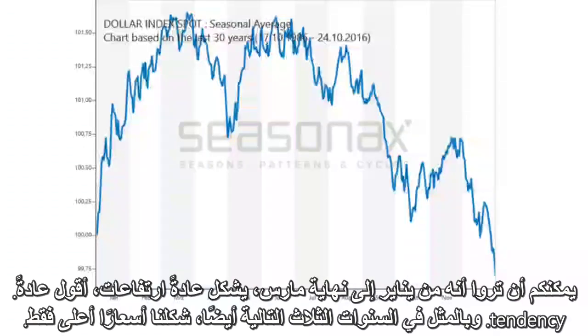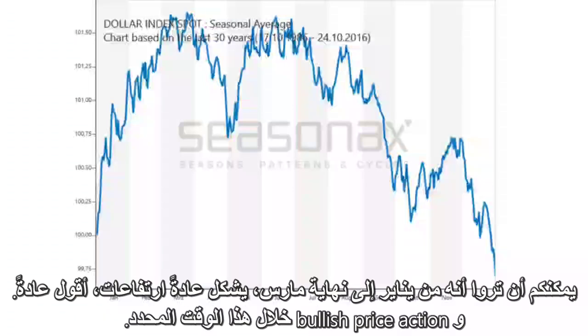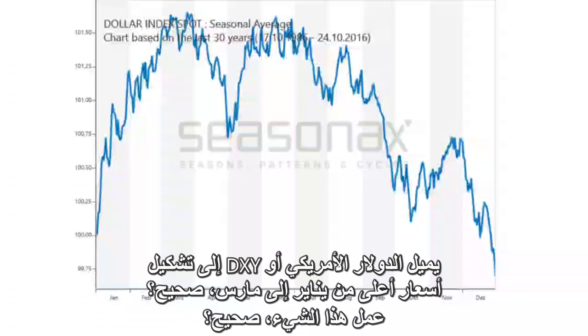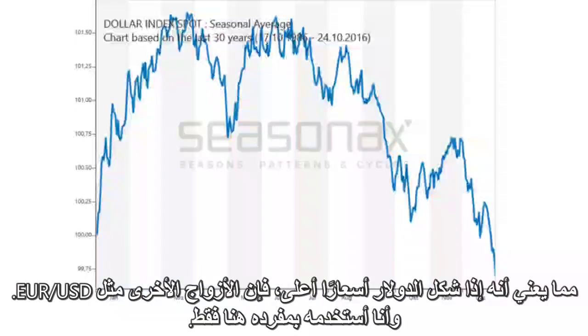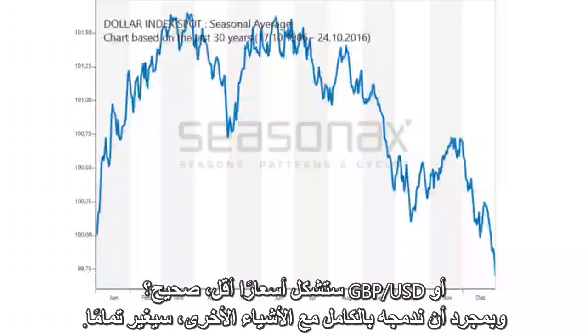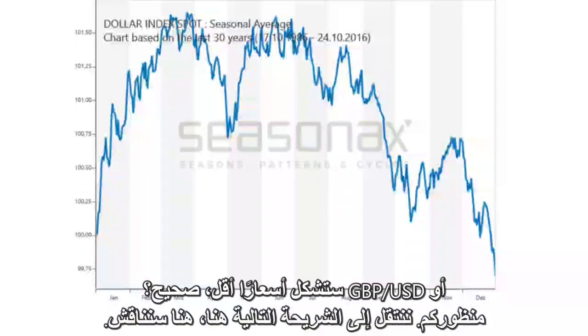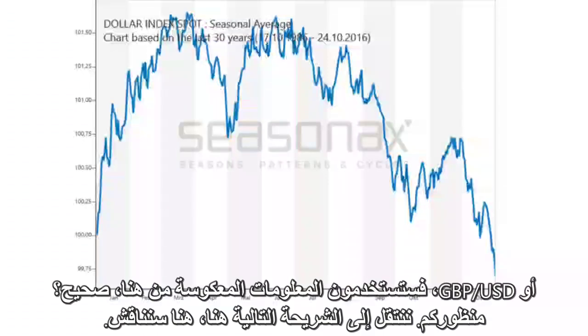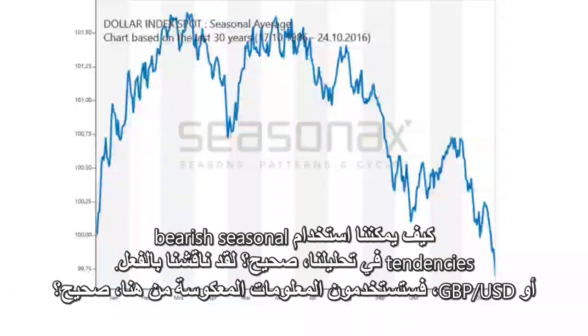You can see that from January to March's end, it usually forms higher prices. Usually USD or DXY tends to form higher prices from January to March, right? Which means that if the dollar forms higher prices, then the other pairs like EUR/USD or GBP/USD will form lower prices, right? So if you are trading EUR/USD or GBP/USD, then you're going to be using the inverted information from here, right?